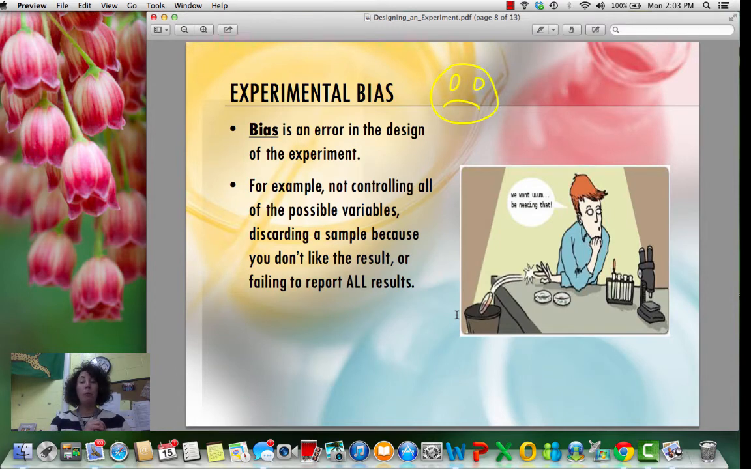Now, we want to try to avoid experimental bias, and that is an error in the design of the experiment. So not controlling all of the variables, maybe throwing out a sample because you're not happy with the result, failing to report all the results. We cannot allow any room for bias in our experiment.